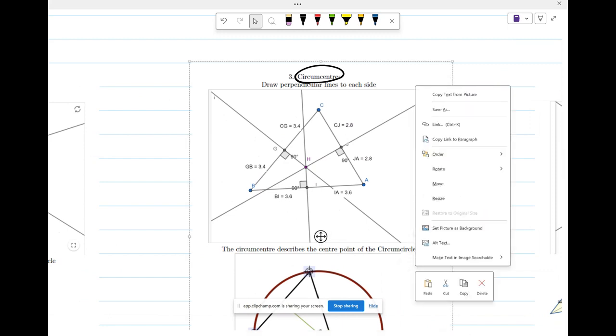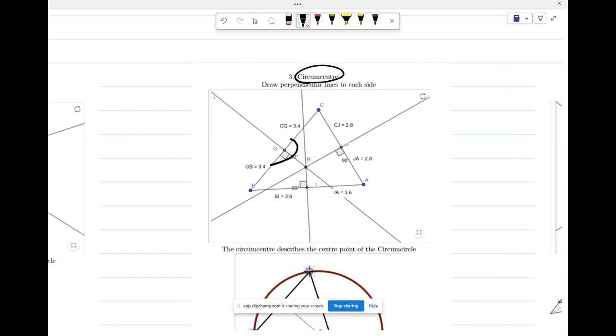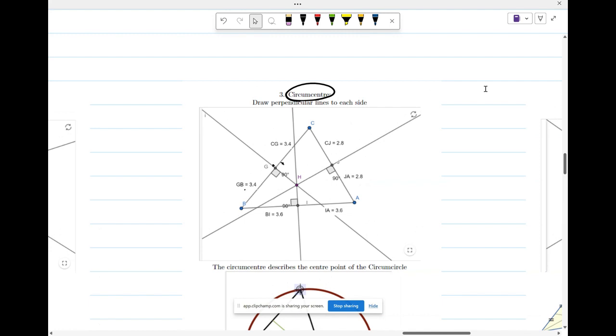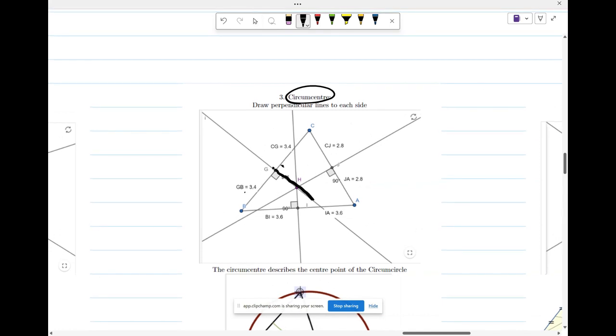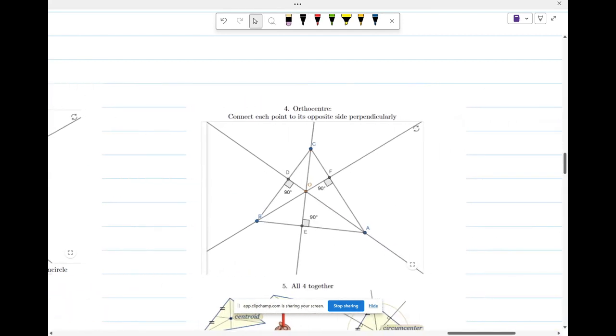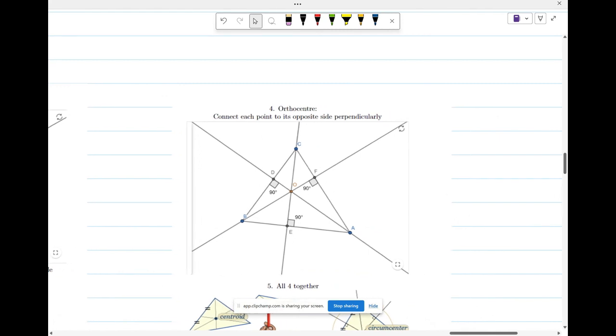So imagine this is your angle here, that's 180, and this is your midpoint. You're going to bisect it through the midpoint, but every time it's going to be 90. So go perpendicular to the midpoint and make a line through there, and where they intersect is going to be your circumcenter. And finally, the last one, orthocenter: connect each point to its opposite side perpendicularly.